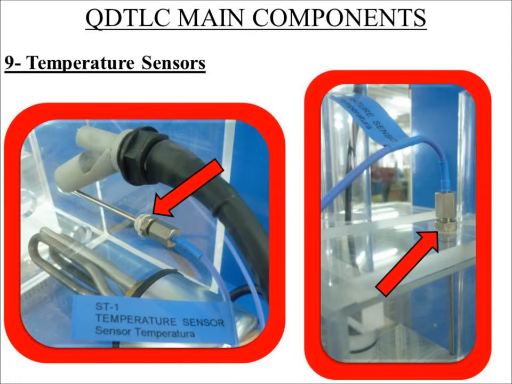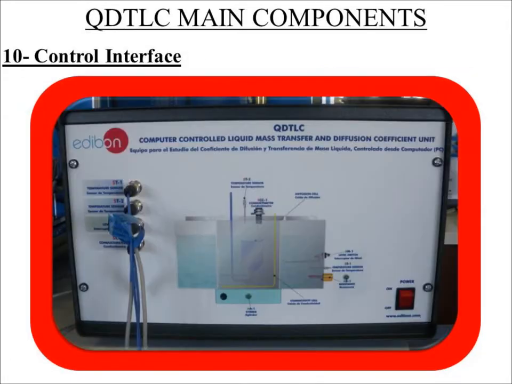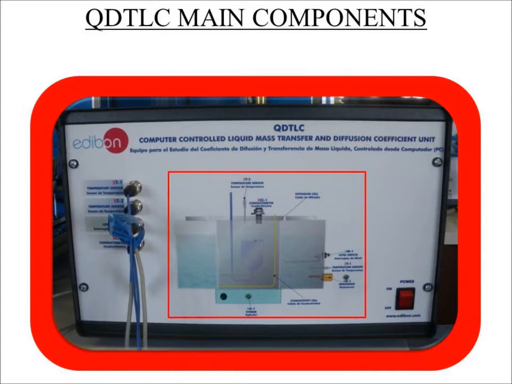Number 9. Temperature sensors. As mentioned before, this unit has temperature sensors with a range of -40 to 750 Celsius degrees, allowing the performance of diverse experiments. Number 10. Control interface. The control interface has a process diagram in the front panel with the same distribution of the elements located in the unit.